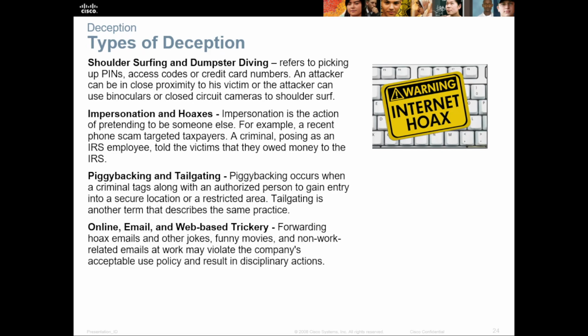Shoulder surfing and dumpster diving. It actually refers to picking up PINs, access codes, or credit card numbers. An attacker can be in close proximity to the victim, or use binoculars or closed circuit cameras to shoulder surf. That's just like peeping over the shoulder of your victim in order to look at his password when he's inputting it on his phone.